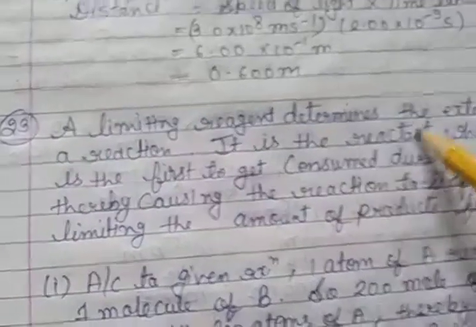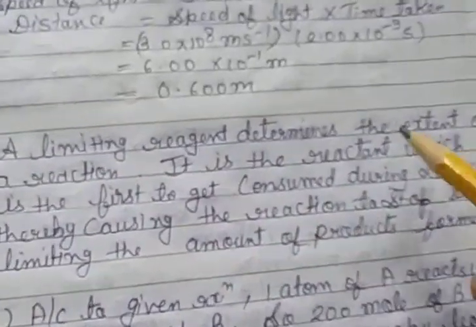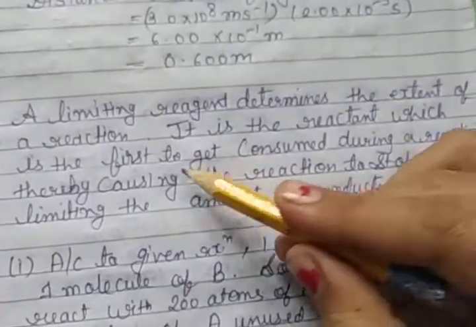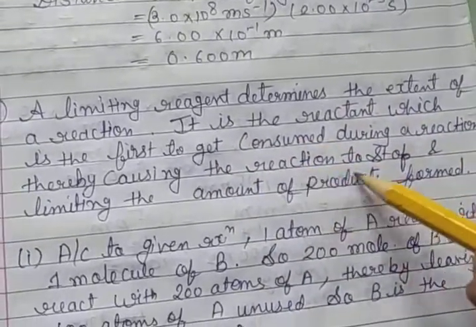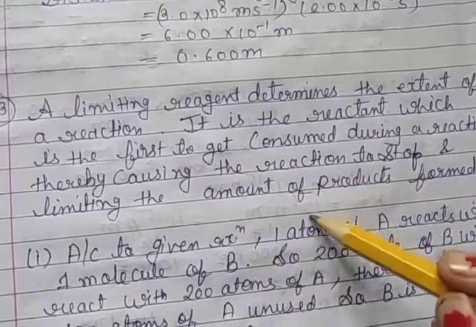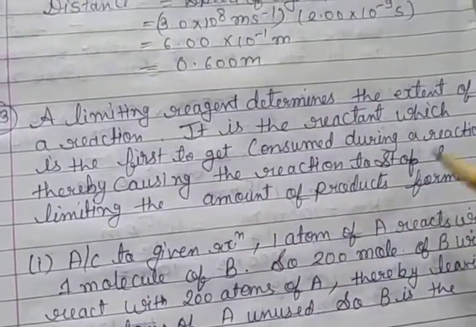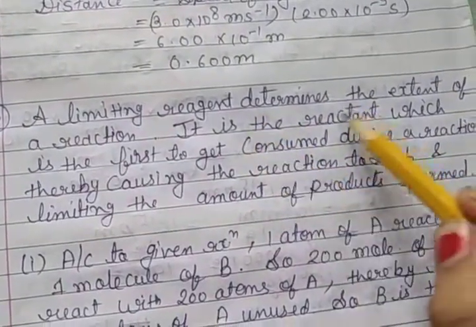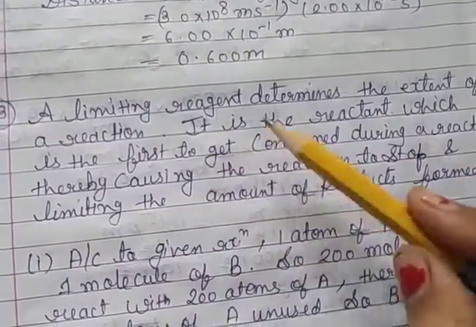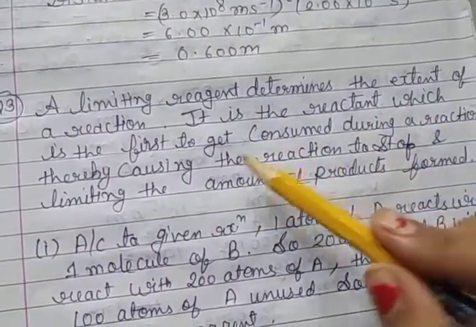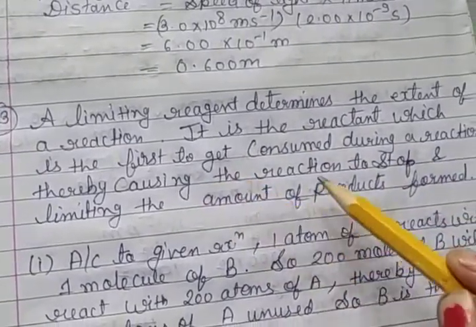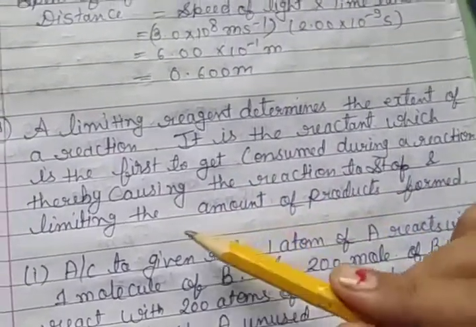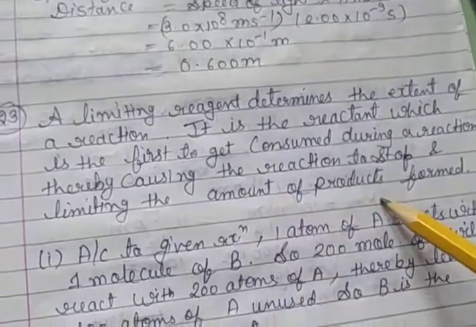Limiting reagent determines the extent of a reaction and it is the reactant which is the first to get consumed during a reaction, thereby causing the reaction to stop and limiting the amount of products formed. Okay, limiting reagent determines the extent of a reaction and it is the reactant which is the first to get consumed during a reaction, thereby causing the reaction to stop and limiting the amount of products formed.